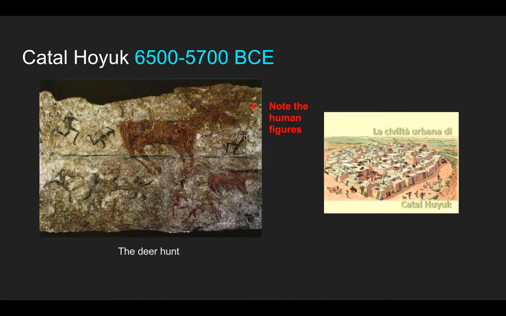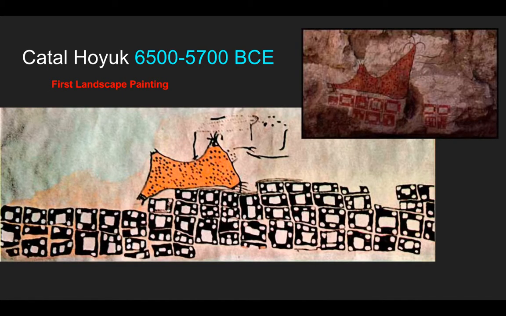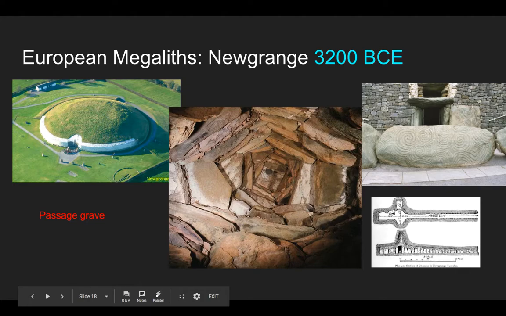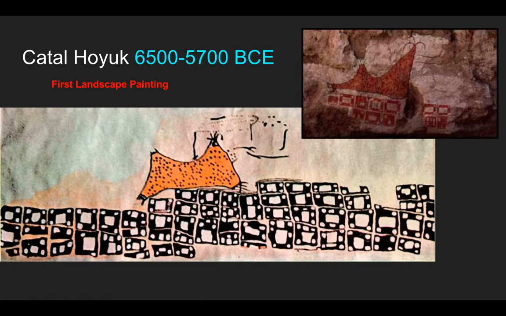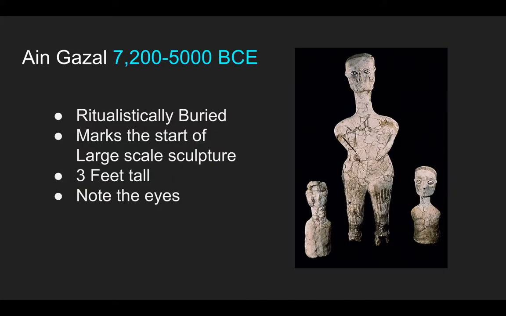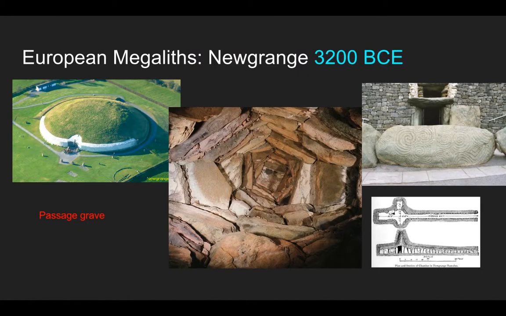We've got first images of human hunters here. We've got first-ever large landscape paintings. So this is supposed to be, at Çatalhöyük, mountains, cities, representational paintings. So what we're seeing here is European megaliths. We've gone all the way from Çatalhöyük, around Syria, that area, and we're coming up here to European megaliths.